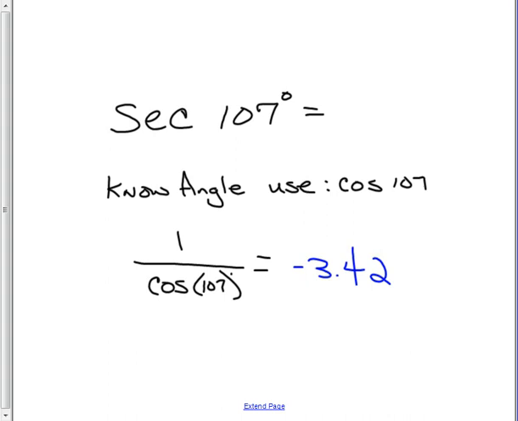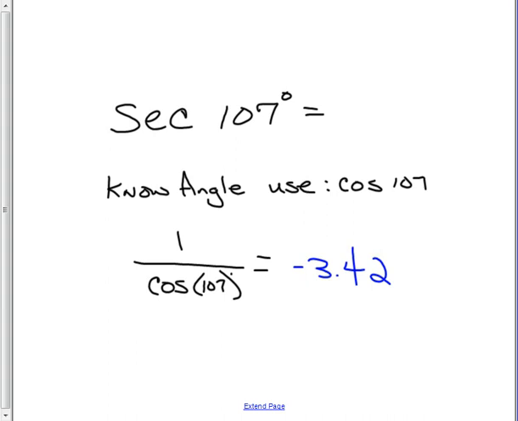SOHCAHTOA is when you see a picture of a triangle. I don't have secant in here though. No, you don't. That's why this is one of the hardest questions on the test, because it's not on your calculator. You have to take 1 divided by, and you have to know that secant and cosine are partners.